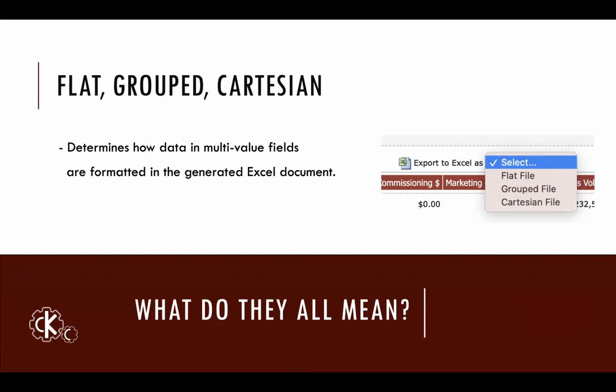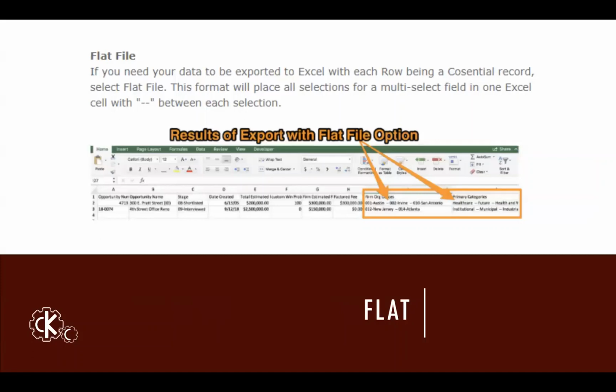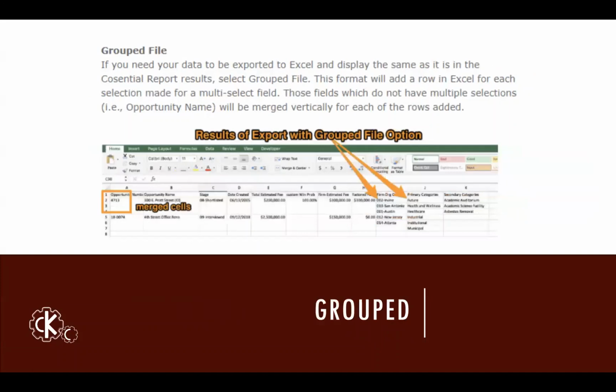really what you are choosing is how you want to see your multi-value or multi-select fields. So for example, when we're looking at categories or firm org, contract type, construction type, that is what you're determining, how you want to see that data. So flat data, everything is going to be in the same row divided by 2 hashes. When you're looking at grouped, each value will be in its own row, but the shared information will be in merged or grouped cells.